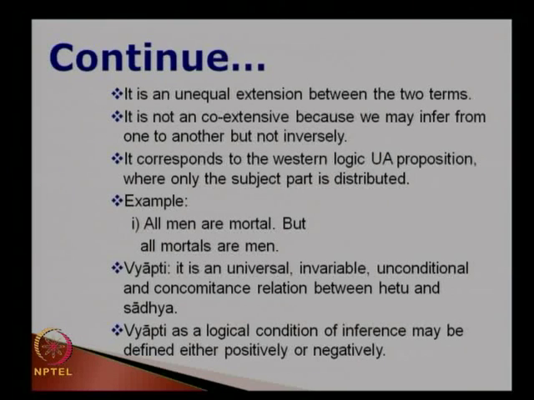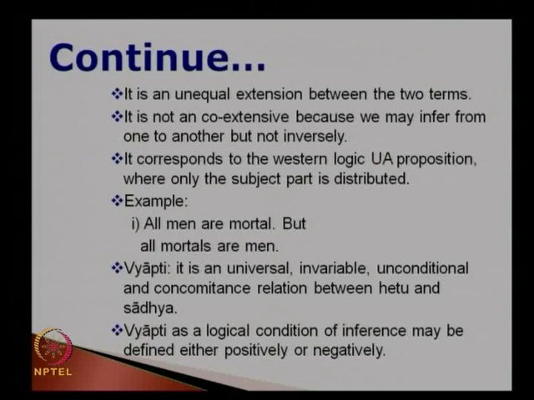It corresponds to the Western logic universal affirmative propositions only, because in the case of a universal affirmative proposition you find the subject part is distributed, not both subject and predicate part. In the case of samavyapti, he said that universal proposition, that means it may be universal affirmative and universal negative together. So therefore you find subject and predicate part is distributed. But here asamavyapti refers to, in Western logic, only universal affirmative proposition where only the subject part is distributed.